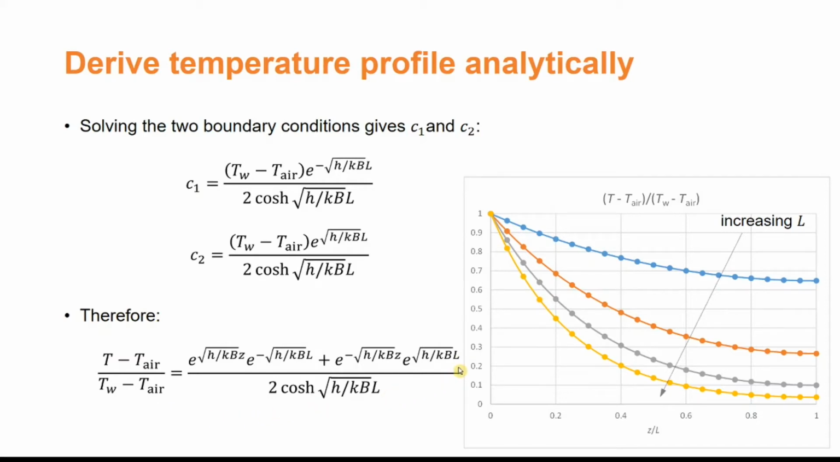You can then plot this to see how the temperature profile looks for different values of H over Kb and L. Here, I kept H over Kb fixed and increased L. The larger the L is, the more heat is lost by the fin, and the colder its temperature becomes.